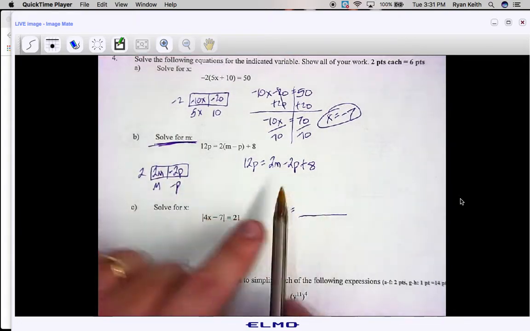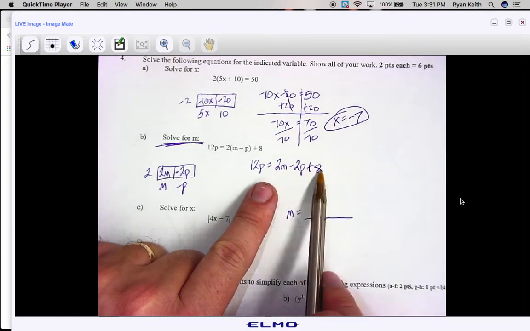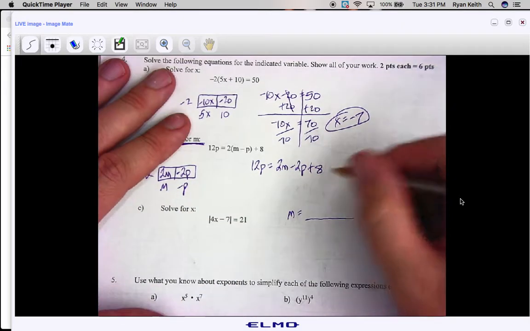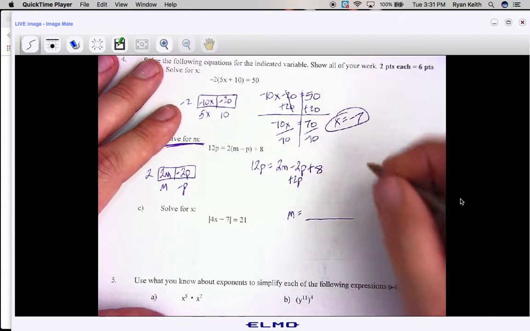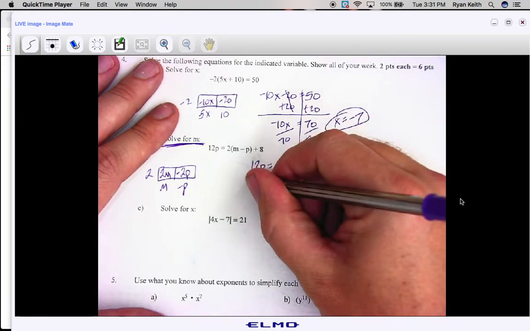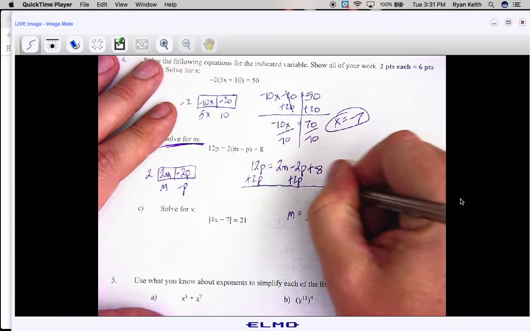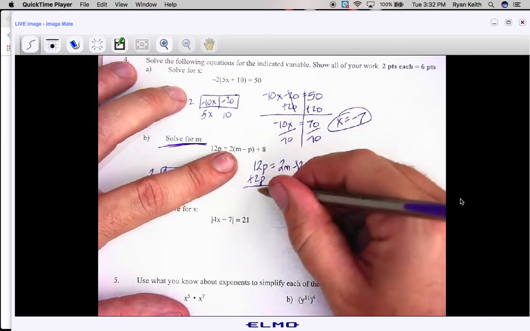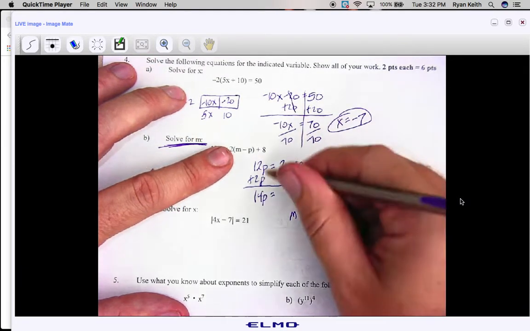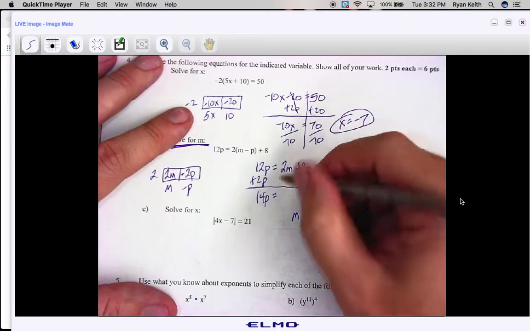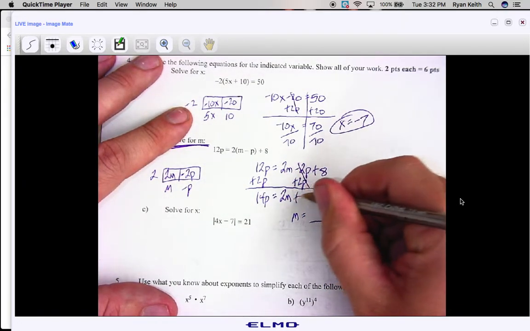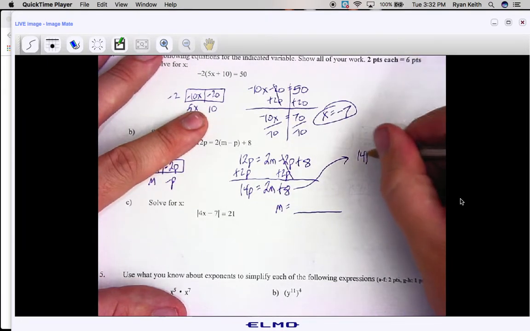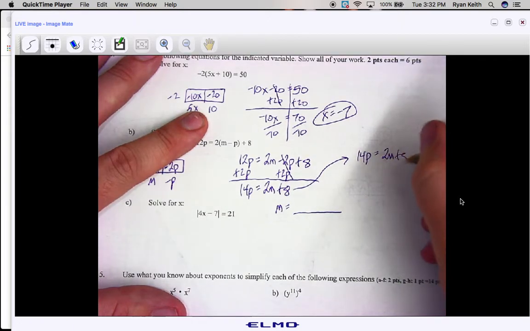So let's see. If I want m alone, don't these 2 things have to get moved over to the other side? So what should move over first? How about the 2p? I want to cancel it from this side and put it on the other side. So I made those go away. 12p plus 2p, 14p. They are like terms. They're both p's, right? I can combine them. 2m plus 8. I'm going to move that up here. 14p equals 2m plus 8.